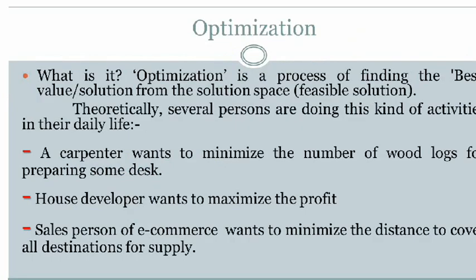Now what is it? Optimization is a process of finding the best value or solution from the solution space, that is, the feasible solutions. Theoretically, it is required by each and every one in their daily life. Several people do this kind of activity in their daily life, like a carpenter who wants to minimize the number of wood logs for preparing a desk, a house developer who wants to maximize the profit, and there are several examples.